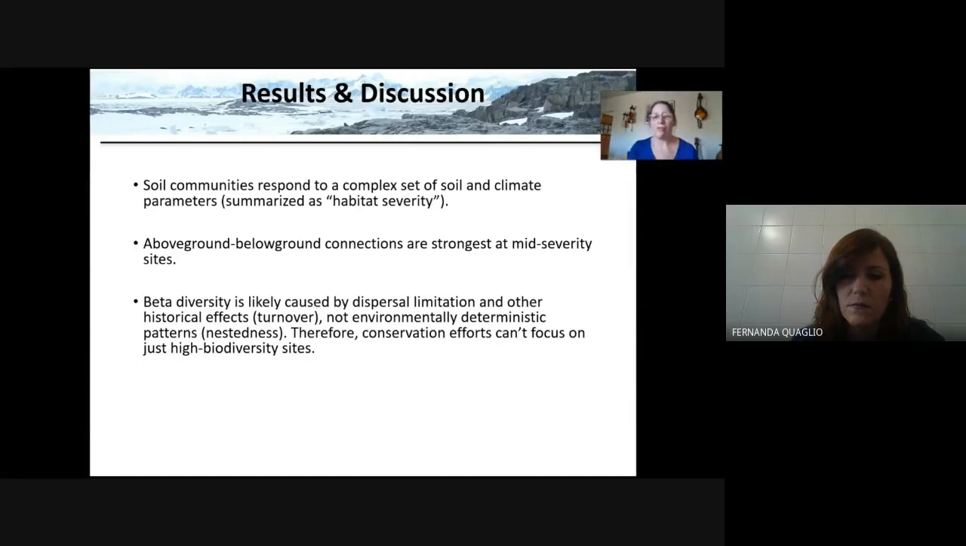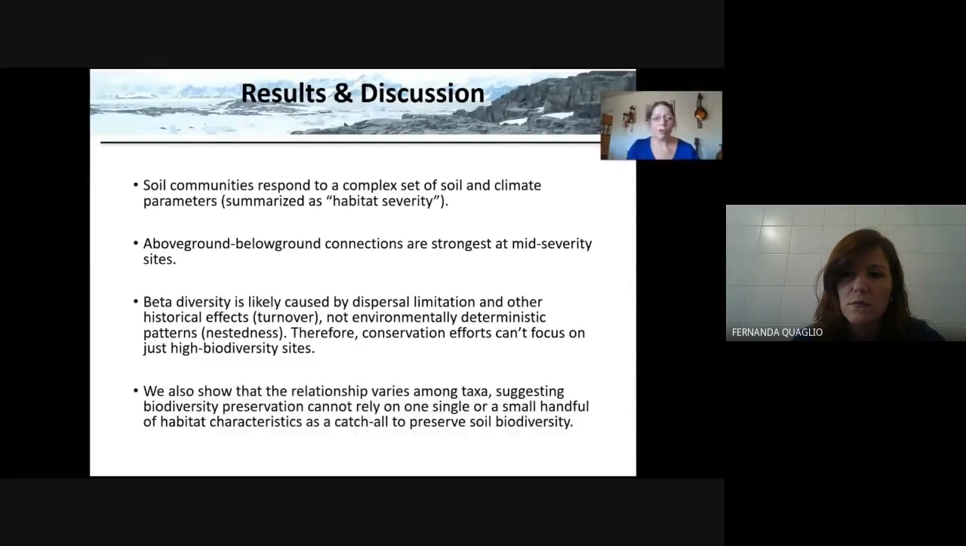Therefore, conservation efforts can't focus on just high biodiversity sites because it's not capturing all of the biodiversity. And we also show that the relationships vary among taxa, which tells us that if we want to preserve biodiversity, we can't rely on a single or a small handful of habitat characteristics as a catch-all for all soil biodiversity because they respond to different climate and soil habitat parameters.